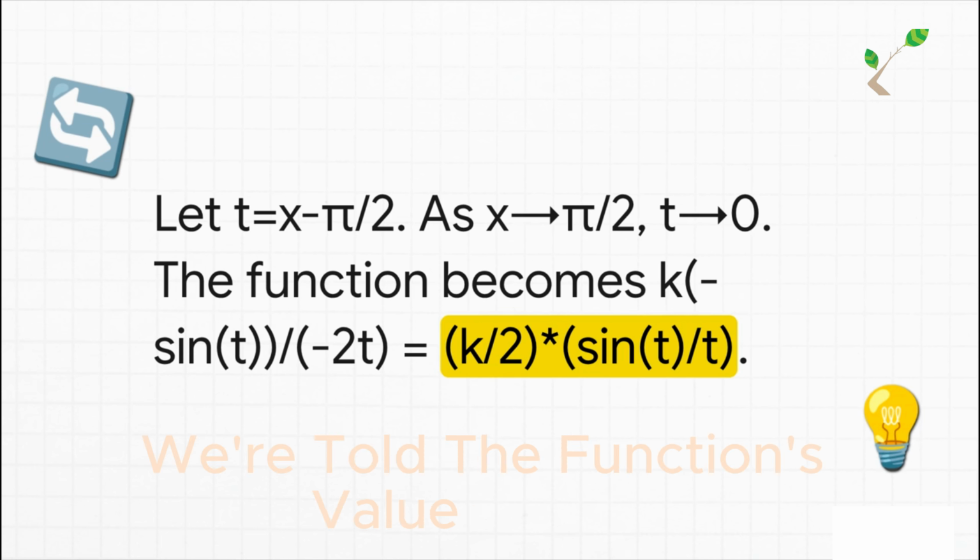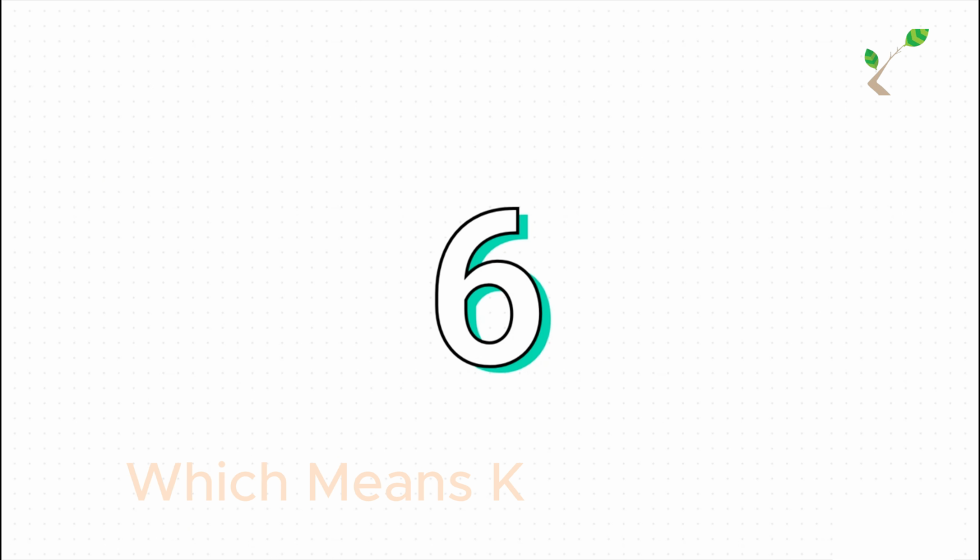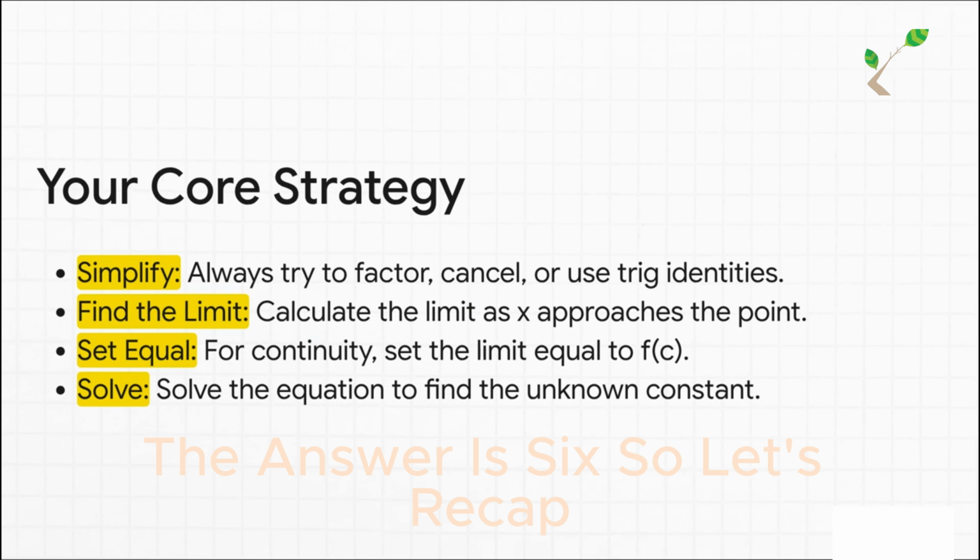We're told the function's value at that point is 3, so the limit must equal the value. K over 2 must equal 3, which means k has to be 6. And just like that, we've cracked it. The answer is 6. So let's recap the core strategy. This is what you need to remember.